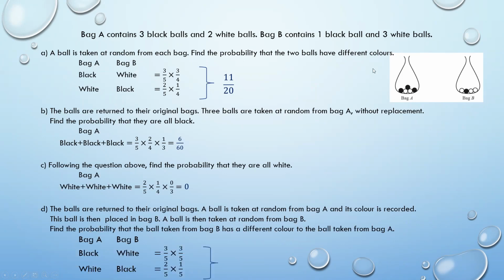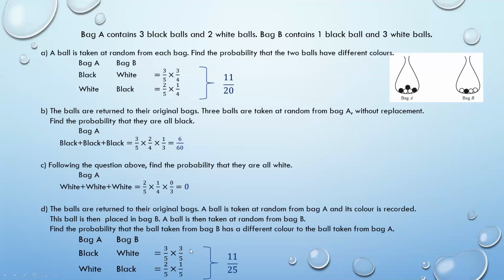Imagine you picked black from A. After that, you put this black inside B. But the second time you don't want black from B anymore, so it has to be black plus white. B now has 5 balls, but the white still remains 3. So it's 3/5 for white.